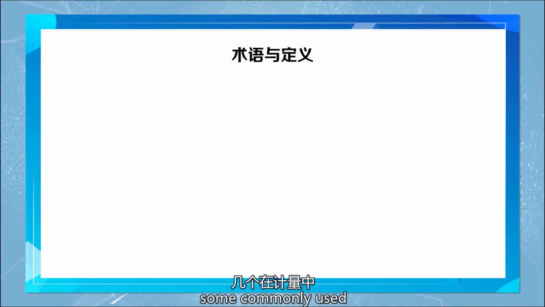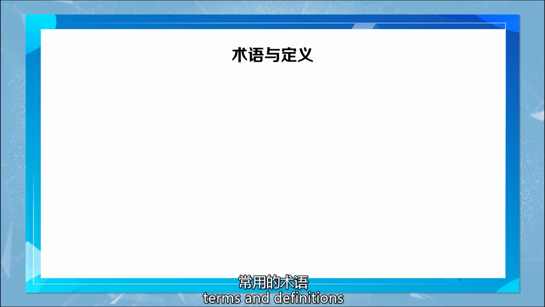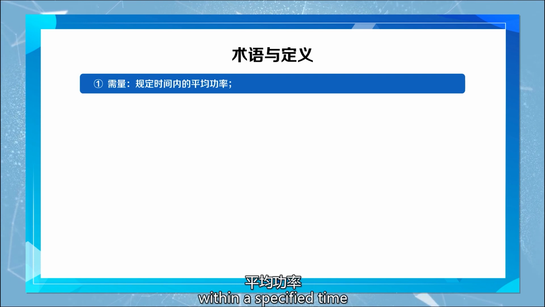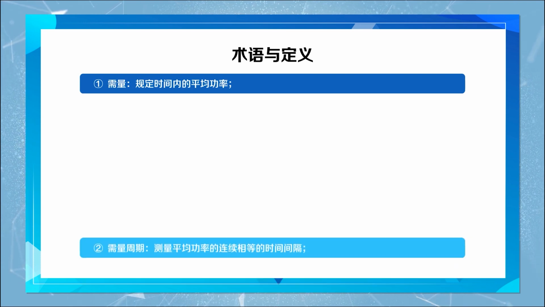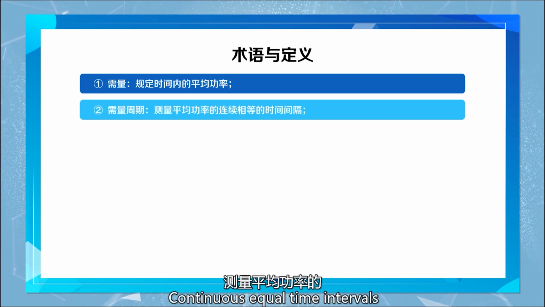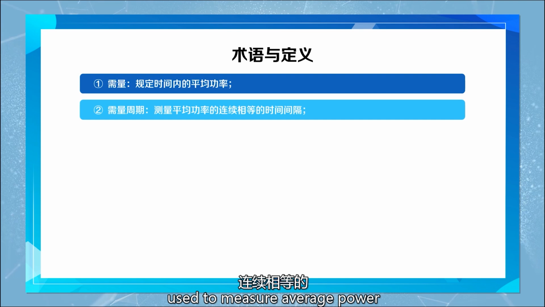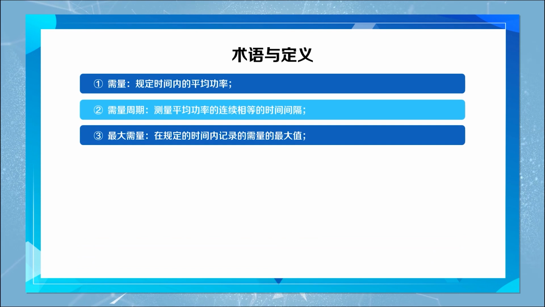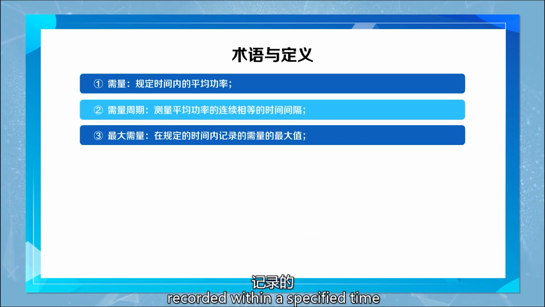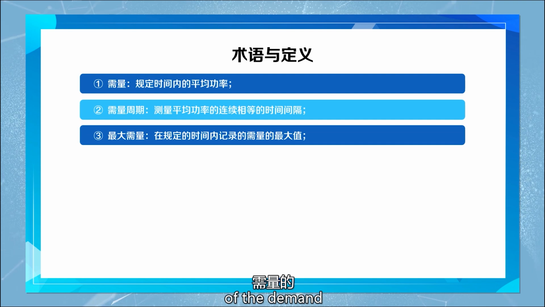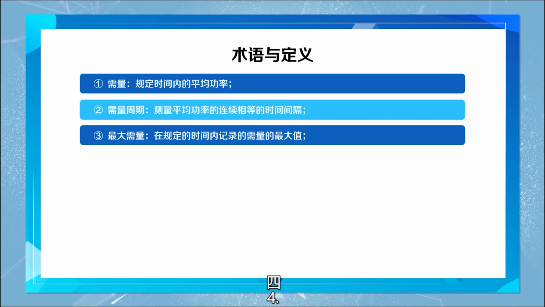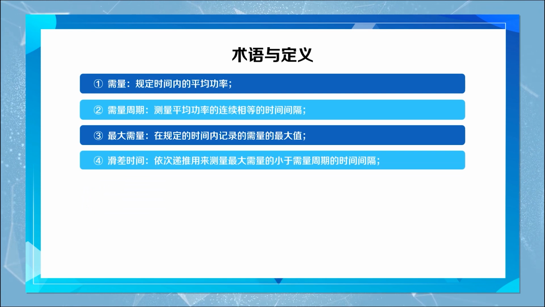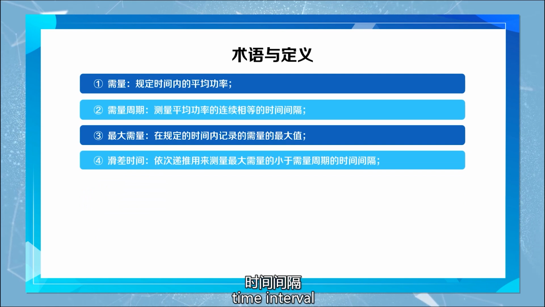Let's first look at some commonly used terms and definitions in measurement. First, demand: average power within a specified time. Second, demand period: continuous equal time intervals used to measure average power. Third, maximum demand: the maximum value of demand recorded within a specified time. Fourth, sliding time: the time interval, shorter than the demand period, used sequentially to measure the maximum demand.